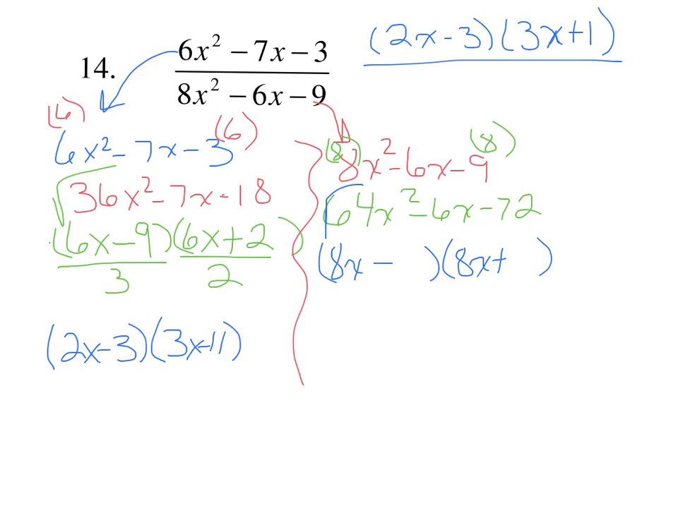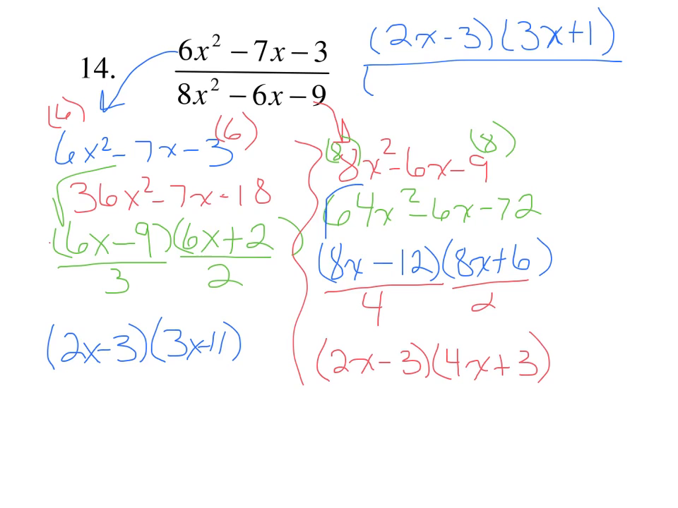You might want to make a list off to the side. You know, start with your 72. What numbers make 72? I happen to already know that this is 12 and 6. If you don't know that, then you're going to need to make a list. All right, divide by the GCF. Here is 4, and here it's 2. So 2x minus 3 times 4x plus 3.